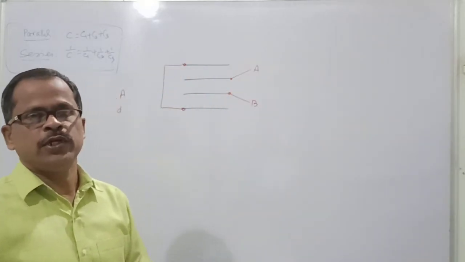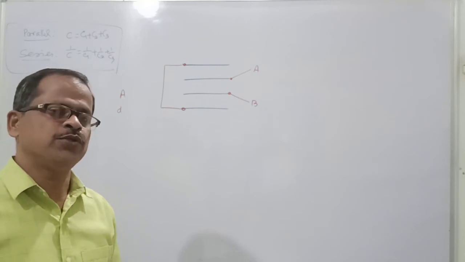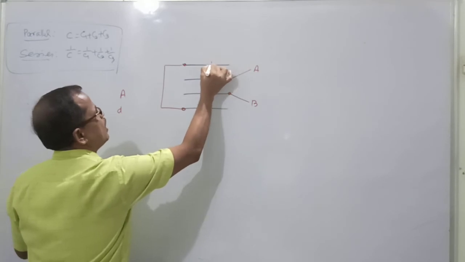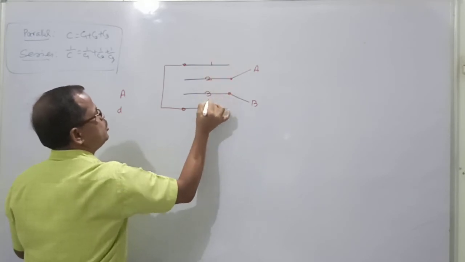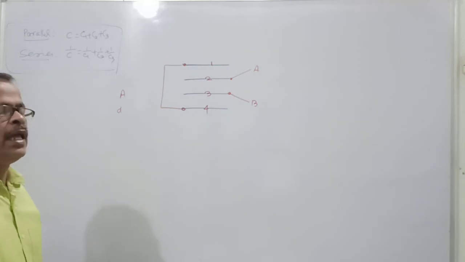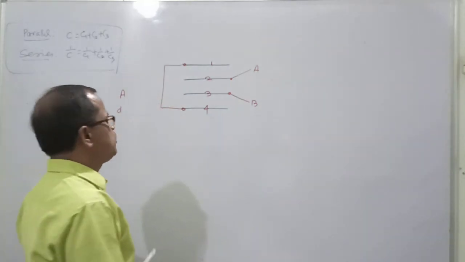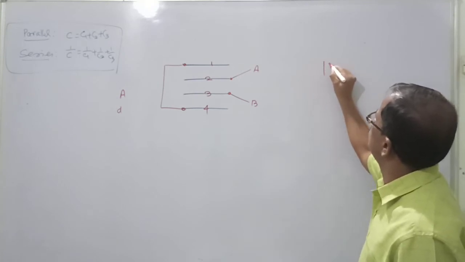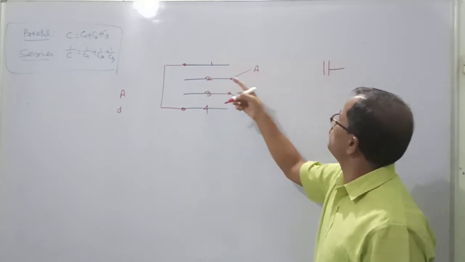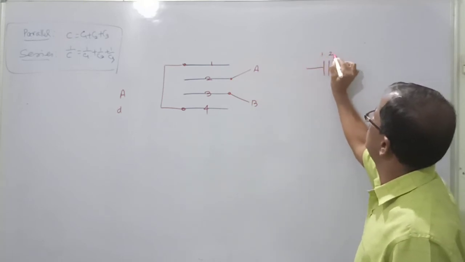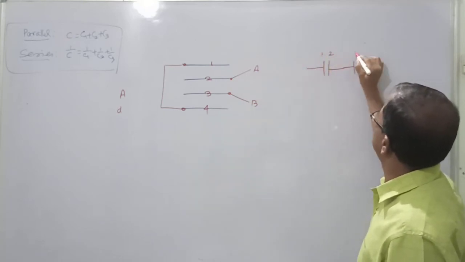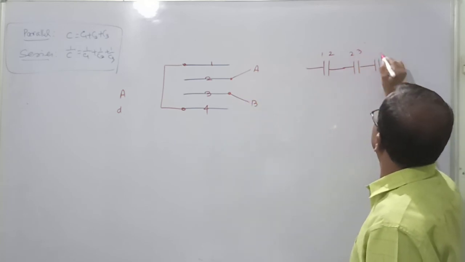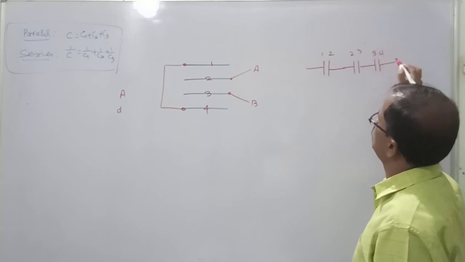What is the process to solve? I already told you the same method, so apply it. Let the name of the plates be 1, 2, 3 and 4. After naming them, let us make the capacitors. One capacitor is between 1 and 2, another capacitor between 2 and 3, and another between 3 and 4.